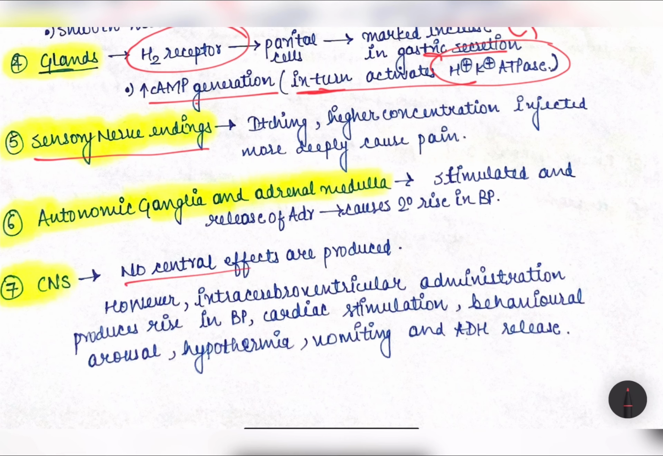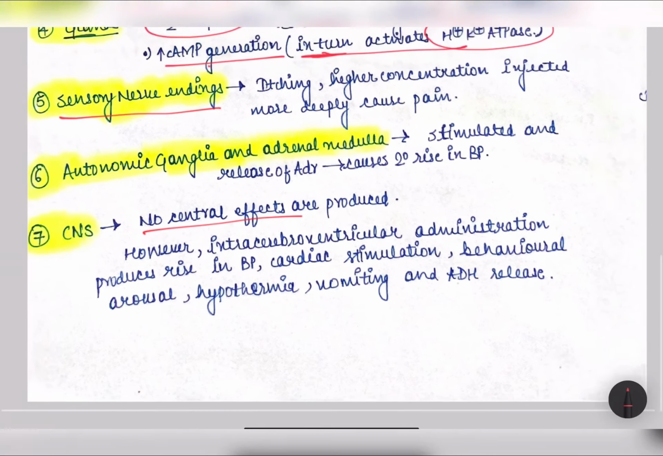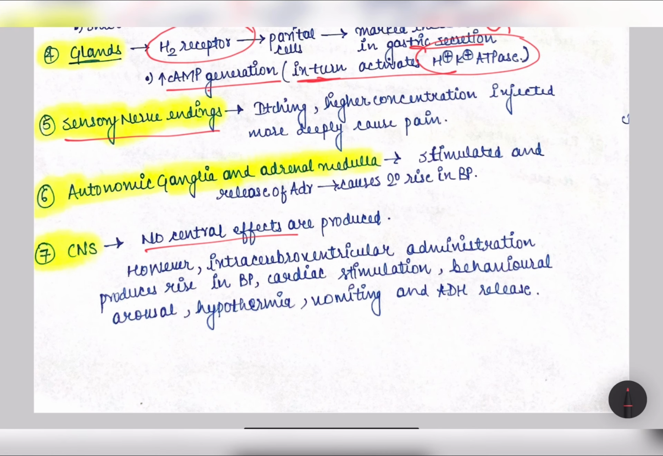On the CNS, there are no central effects produced. However, intracerebroventricular administration produces a rise in BP, cardiac stimulation, behavioral arousal, hypothermia, vomiting, and ADH release. So on the CNS there is no central effect. Why? Because it cannot cross the blood-brain barrier.